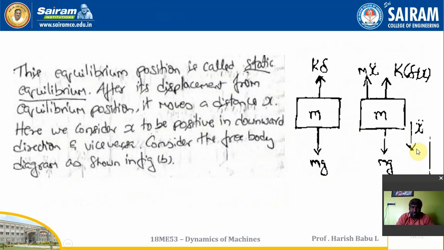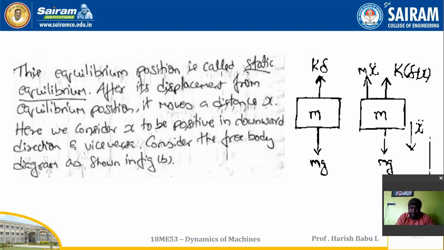So this equilibrium position is called the static equilibrium position. After its displacement from the equilibrium position, it moves to a distance of x. Here we consider x as positive in the downward direction. So I want to take the downward direction as positive, and I want to take that as x.